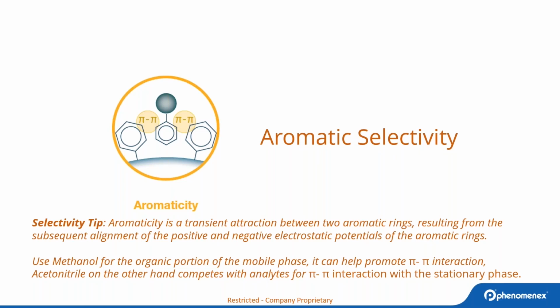A tip here is to use methanol for the organic portion of the mobile phase if you're looking for this selectivity, because it can help promote pi-pi interactions, whereas acetonitrile, on the other hand, competes for the analytes' pi-pi interactions. So it'll start competing with the stationary phase, and then you're not going to get the kind of retention or selectivity that you want if you're focusing on this type of selectivity, right?